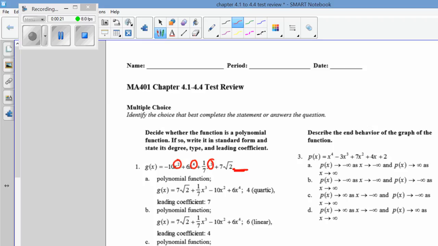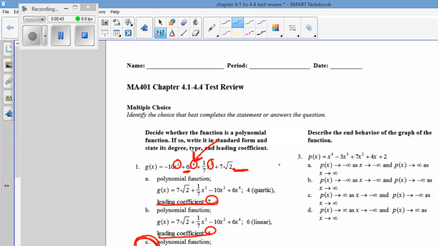this one doesn't have anything at all, so it is a polynomial function, and the leading coefficient would be connected to the degree. So here's our highest degree, it's a 4. The leading coefficient is a 6. So look for a leading coefficient of 6. There it is, which means C is our answer.